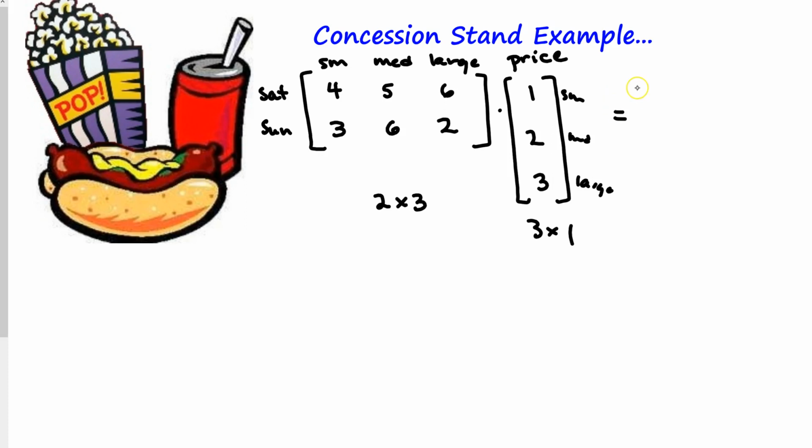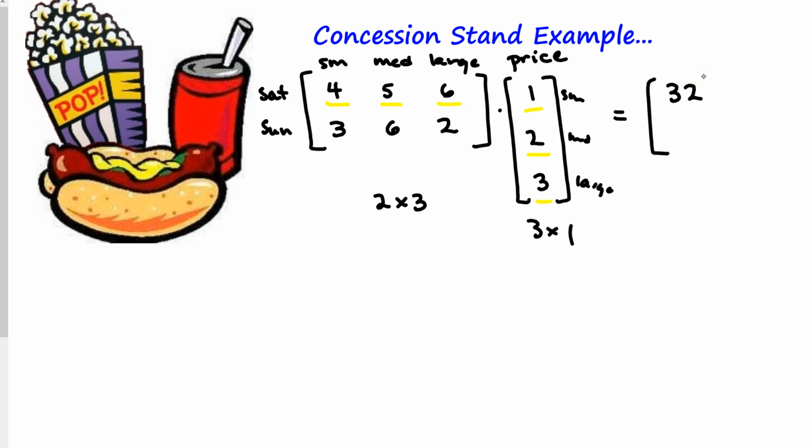Well, what I need to do is multiply the number of small popcorns by the price, and then add the product of the number of medium popcorns times the price, and add the product of the number of large popcorns times the price. So we have a sum of 3 products, 4 times 1 plus 5 times 2 plus 6 times 3, and that gives me the total amount of money made on Saturday. So that would be 4 plus 10 plus 18, and that, if I can add, is $32.